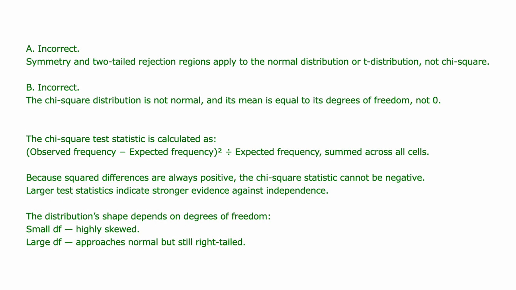The formula ensures the calculated value cannot be negative because of the squared numerator. A larger test statistic indicates a greater deviation from independence, providing stronger evidence to reject the null hypothesis.